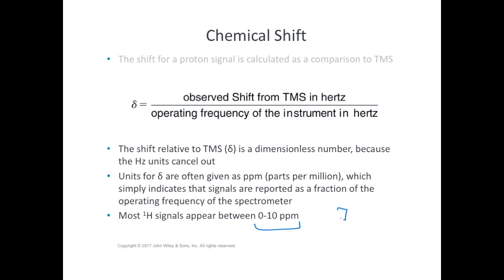On the last slide, the chemical shift was 7.27 times 10 to the minus 6, so that 10 to the minus 6 is where the parts per million comes from. So then that would just be 7.27 ppm.